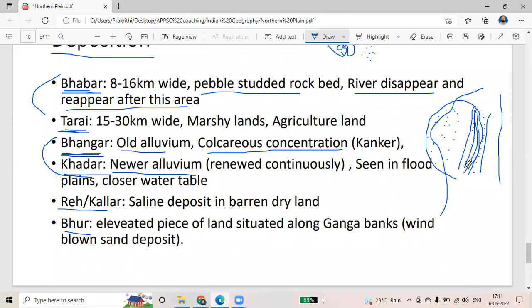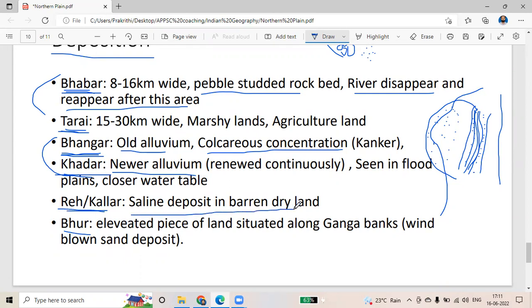As the river is closer, this area has a high water table. Water table उधर high होगा उसी area पे. So ये दोनों term भी आप लोग याद रखना है. Then rey or kallar, that is a saline deposit in barren dry lands.